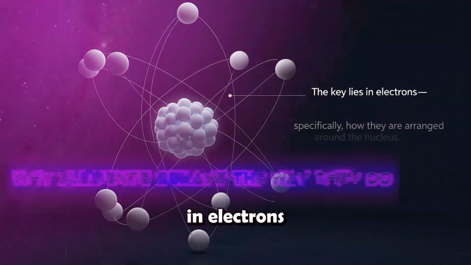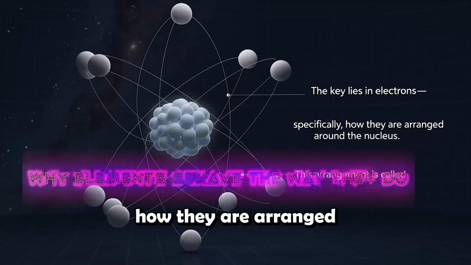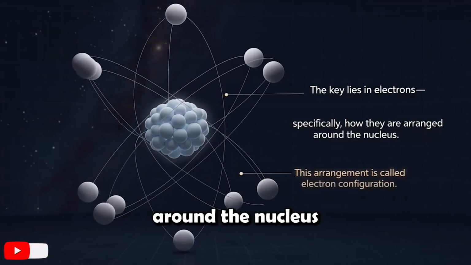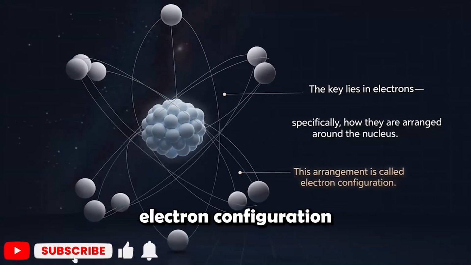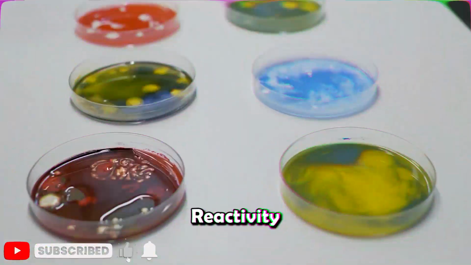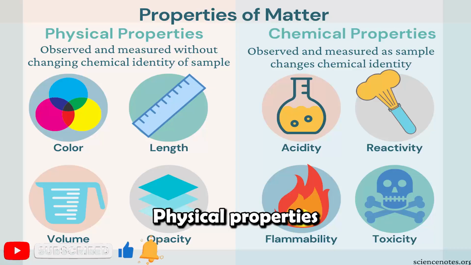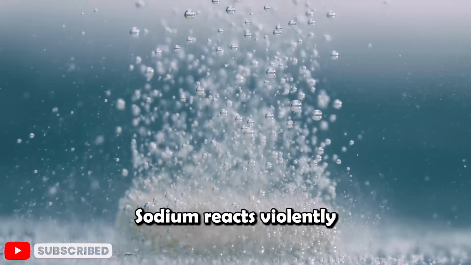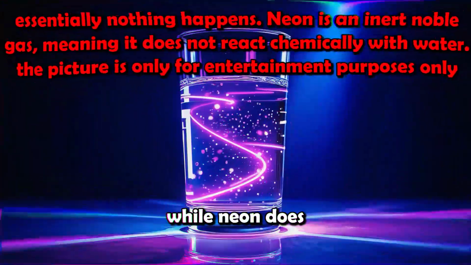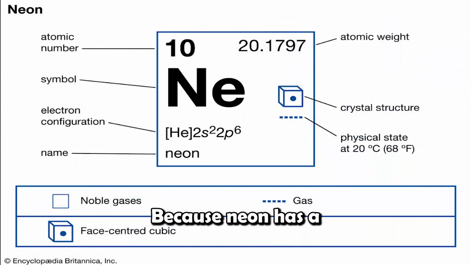The key lies in electrons, specifically how they are arranged around the nucleus. This arrangement is called electron configuration. It determines reactivity, bonding behavior, physical properties. For example, sodium reacts violently with water, while neon does almost nothing. Why? Because neon has a full outer shell, making it stable.